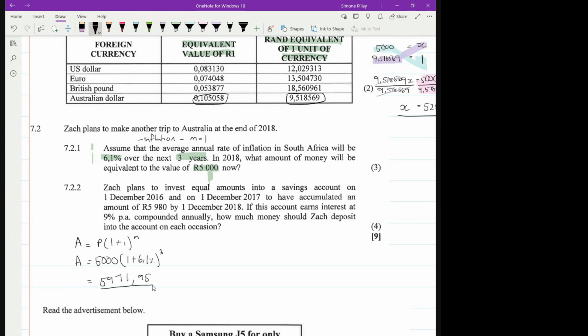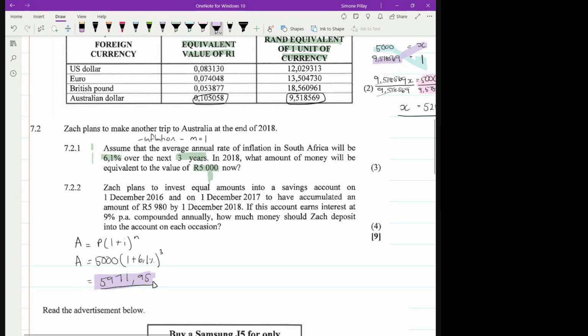5,971.95. And so right now we have 5,000 Rand, but in 3 years' time, the equivalent of 5,000 Rand will be 5,971 Rand. And if you think about how inflation works, that makes sense. What you could buy with 10 Rand 5 years ago is not the same as what you can buy with 10 Rand today. If anything, something like 20 Rand today is the same thing as what 10 Rand was 5 years ago. So that is that on our 7.2.1.